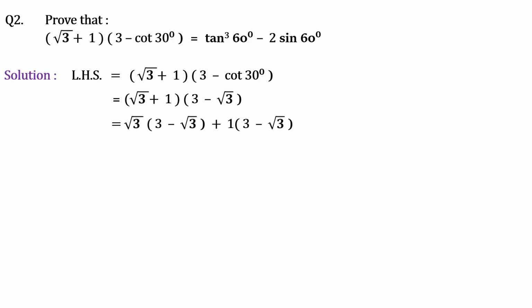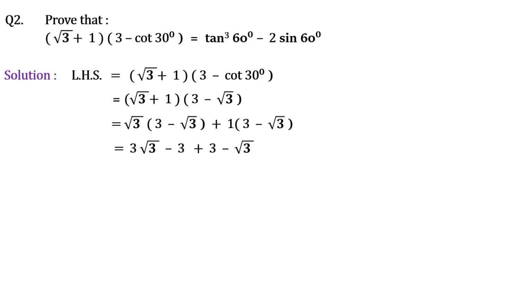You know this, root 3 will be multiplied with the second bracket, and then plus 1 will be multiplied with the second bracket. We will open both the brackets one by one. So first let's open the first bracket. Root 3 into 3 will give me 3 root 3, and minus root 3 into root 3 will give me 3, and the next bracket is multiplied with 1. When we multiply anything with 1, the terms will remain same. So here you have 3 root 3 minus 3, then in the next bracket I have plus 3 minus root 3.